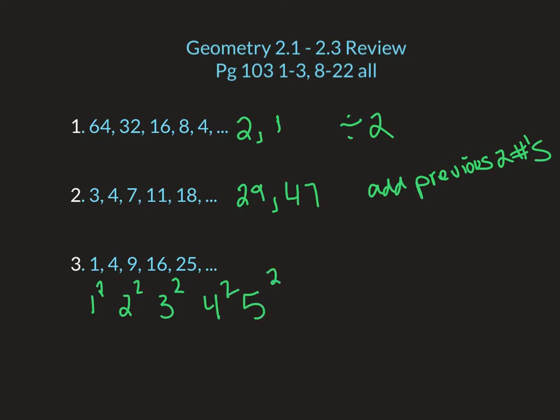So the next two, I'm going to write those in red. So we'll go over here. So then 6 squared is 36, and 7 squared is 49. Right, so you can say that the sequence are perfect squares. So it's the square of its position in the sequence.